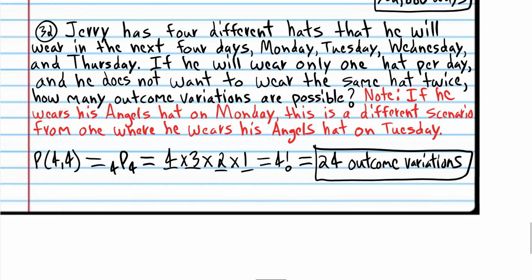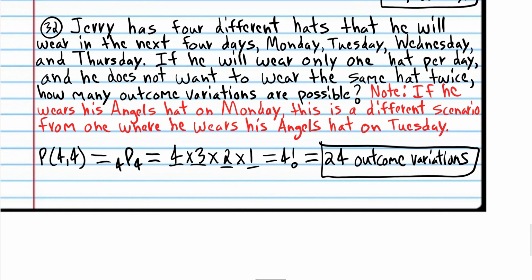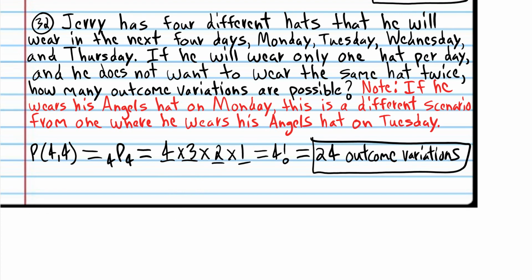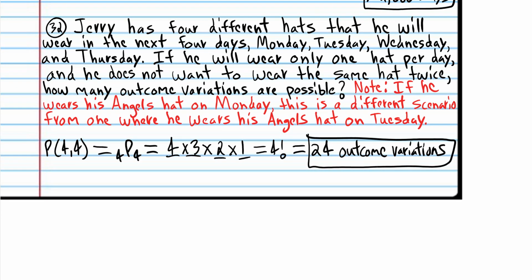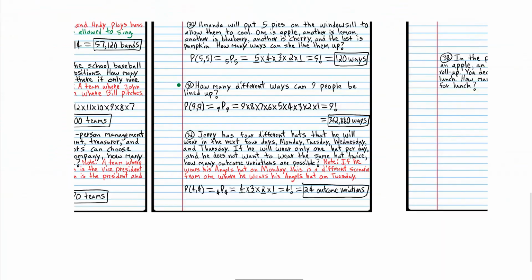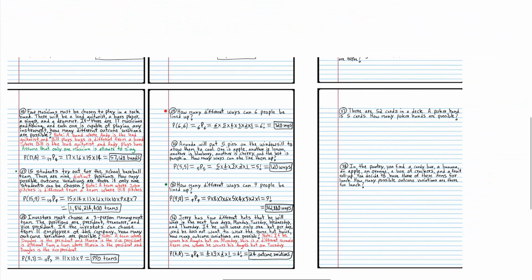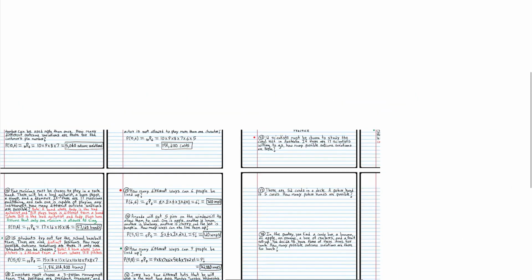Now this does count the permutations. So if he wears, for example, his green hat on Monday and then his blue hat on Tuesday, that's different. That's a different situation if he wears his blue hat on Monday and his green hat on Tuesday. So this is counting all of those different permutations, but it's not allowing repetition. So he can't choose the blue hat for Monday and the blue hat for Tuesday again. So if you got that right, excellent.